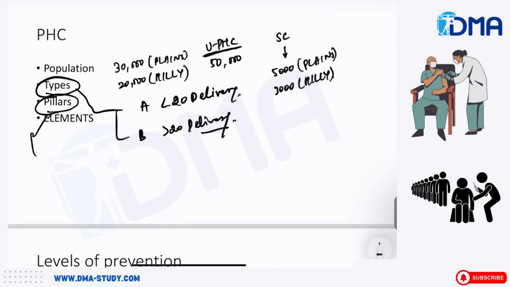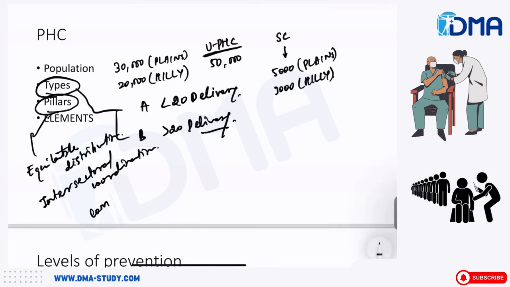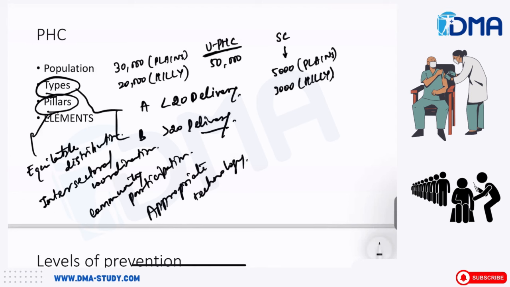You have four pillars. One is equitable distribution, intersectoral coordination, community participation, and appropriate technology. So what are the four pillars of primary health care? Equitable distribution: the resources have to be equally distributed. There are various sectors which have to be coordinated. The community has to participate in a proper way, and there is appropriate use of technology.